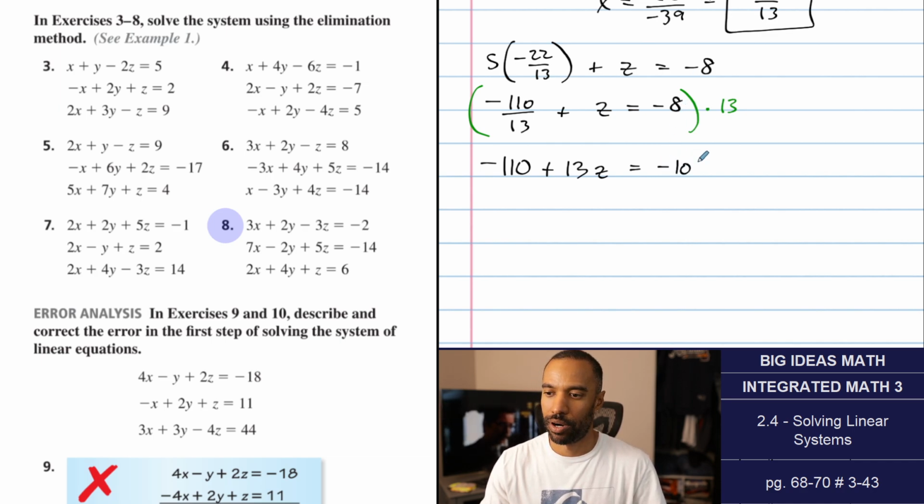Is that negative 104, I believe? So 13z equals, at 110, 6. Z is 6/13.